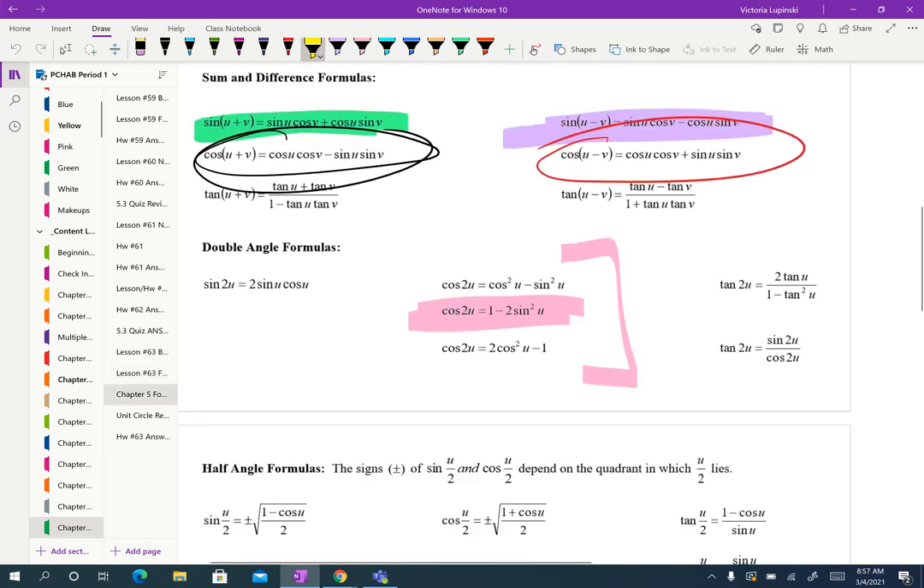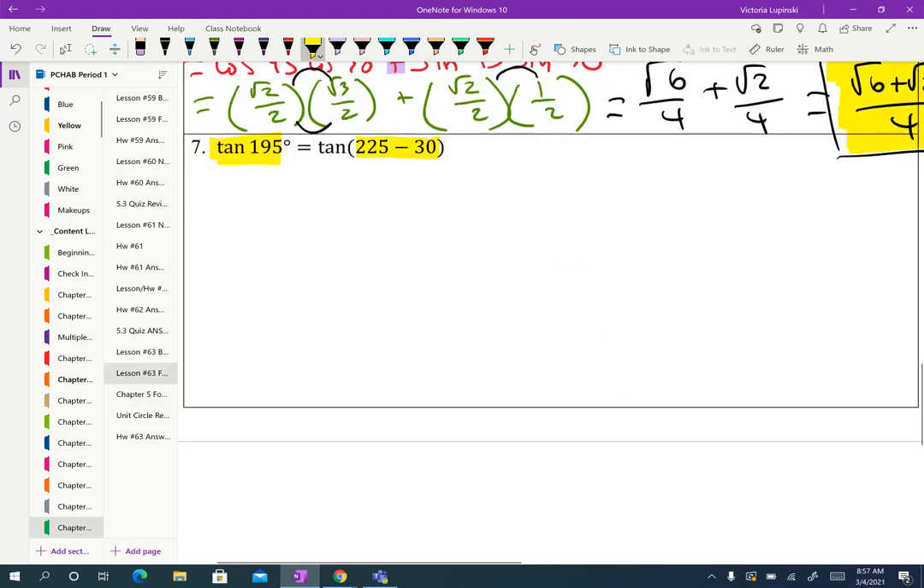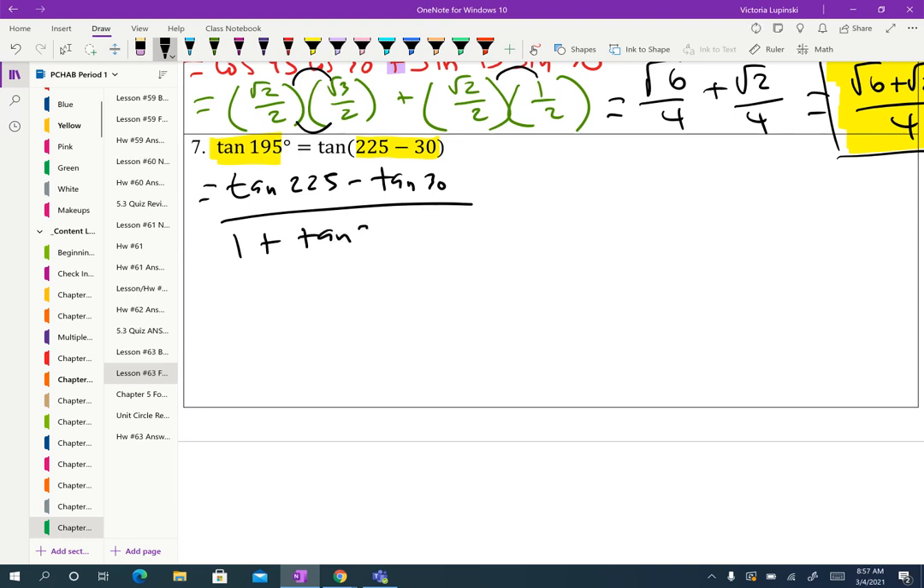So again, pull up your formula sheet. This is the tangent of u minus v, so I have to make sure that I'm using the right formula. So subtraction on the top and addition on the bottom. So first I'm going to start by writing the formula. So this is going to be equal to the tangent of 225 minus the tangent of 30 all over 1 plus the tangent of 225 times the tangent of 30.